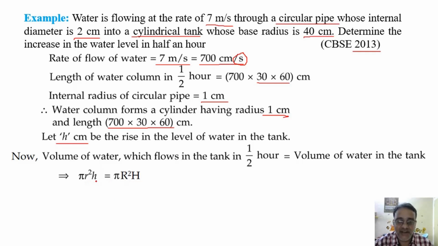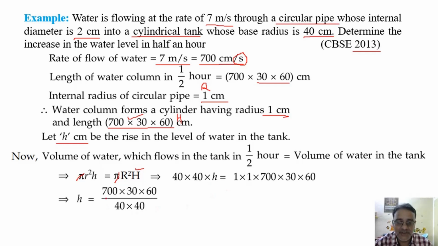So pi r square h is equal to pi capital R square capital H. This is the length of this one, small h, this one is capital H, and capital R I took 1 centimeter, and small r is 40 centimeter. So 40 into 40, because we can cancel pi from both sides, 40 into 40 into H is equal to 1 into 1 into 700 into 30 into 60. So H will be equal to 700 into 30 into 60 divided by 40 into 40.